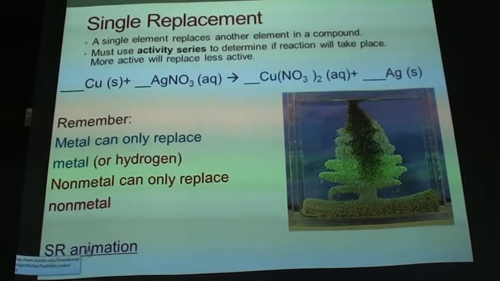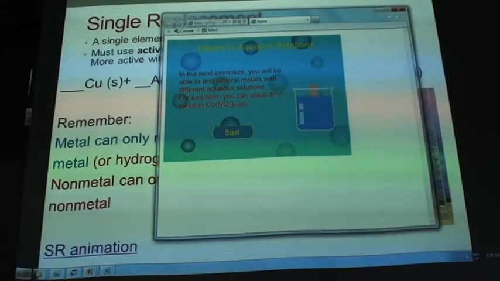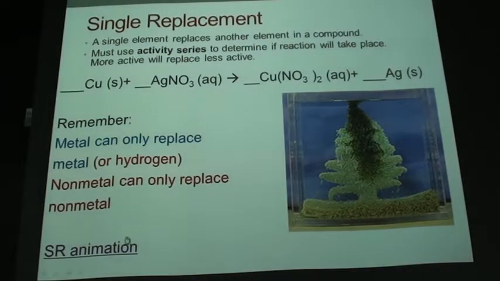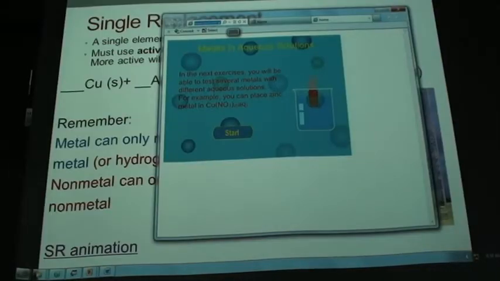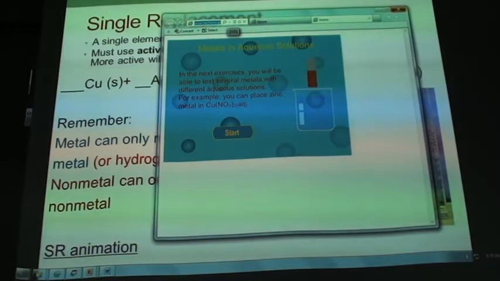Let's watch this animation. Okay. It says in the next exercises, you will be able to test several metals with different aqueous solutions. So let's start that as soon as I find my cursor. There we go. Okay, I wish I could move this over a little bit, so I'm going to minimize it and try again. All right. Are you ready? You need your activity series.